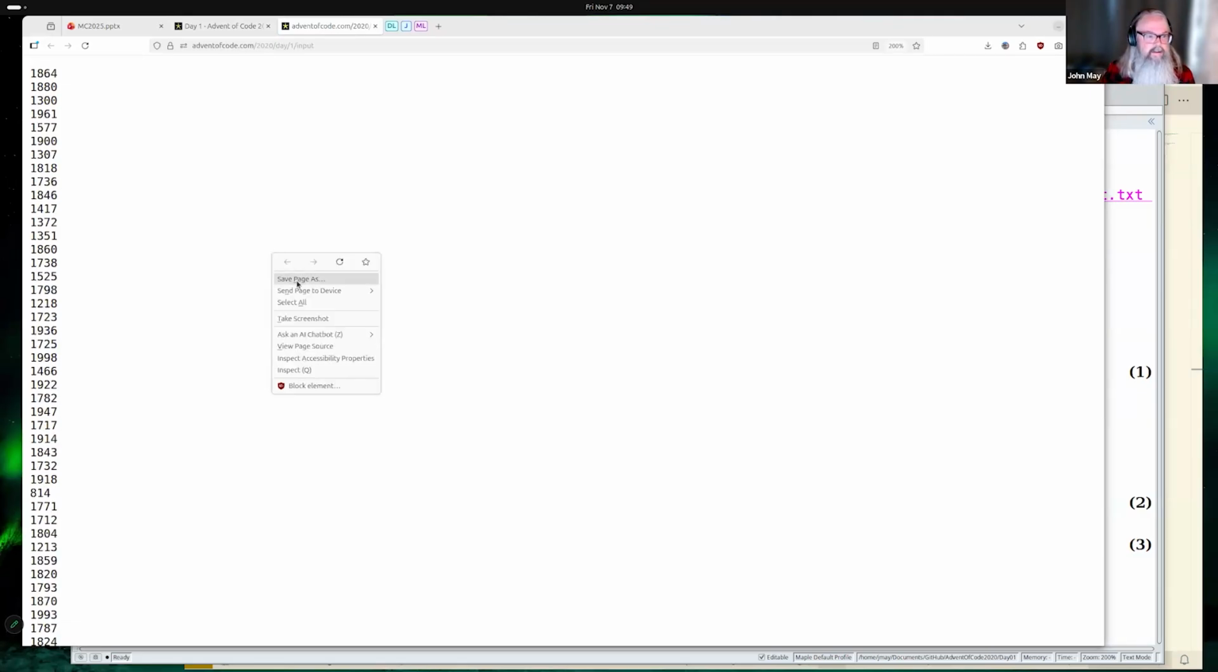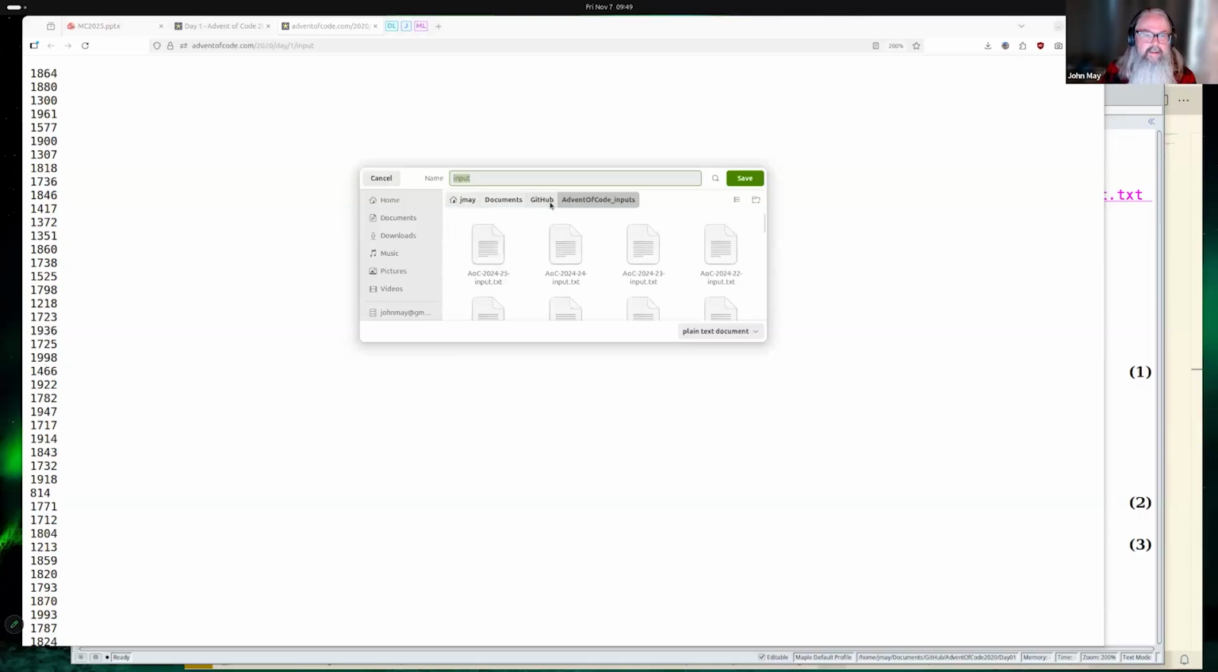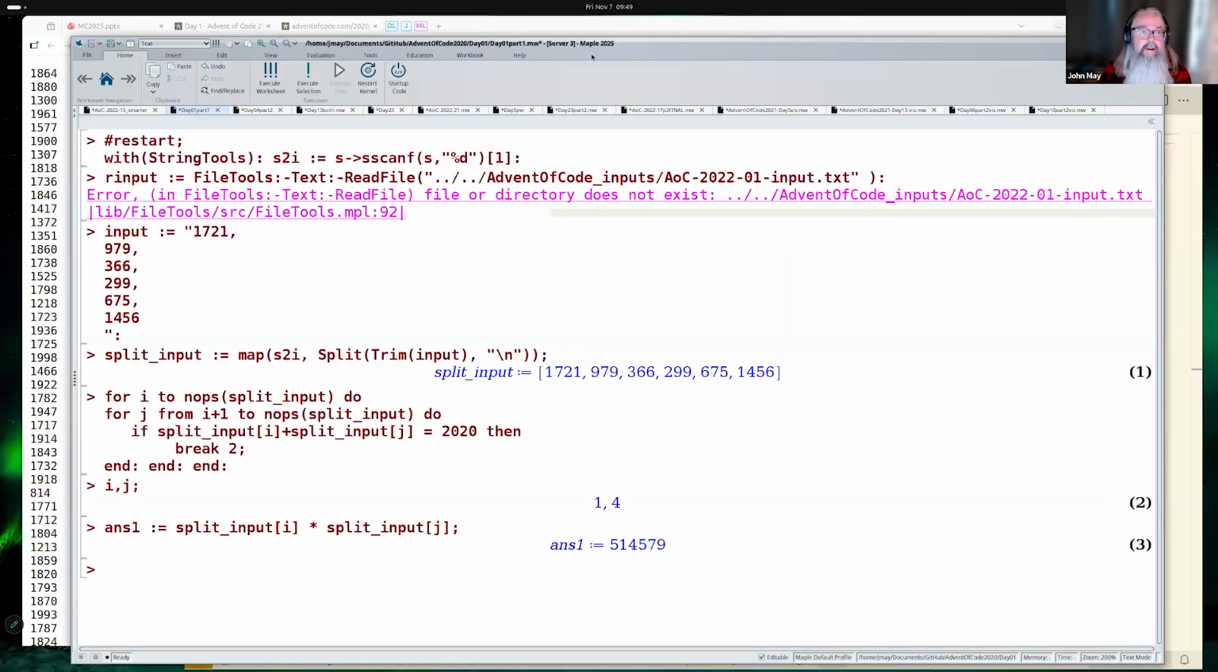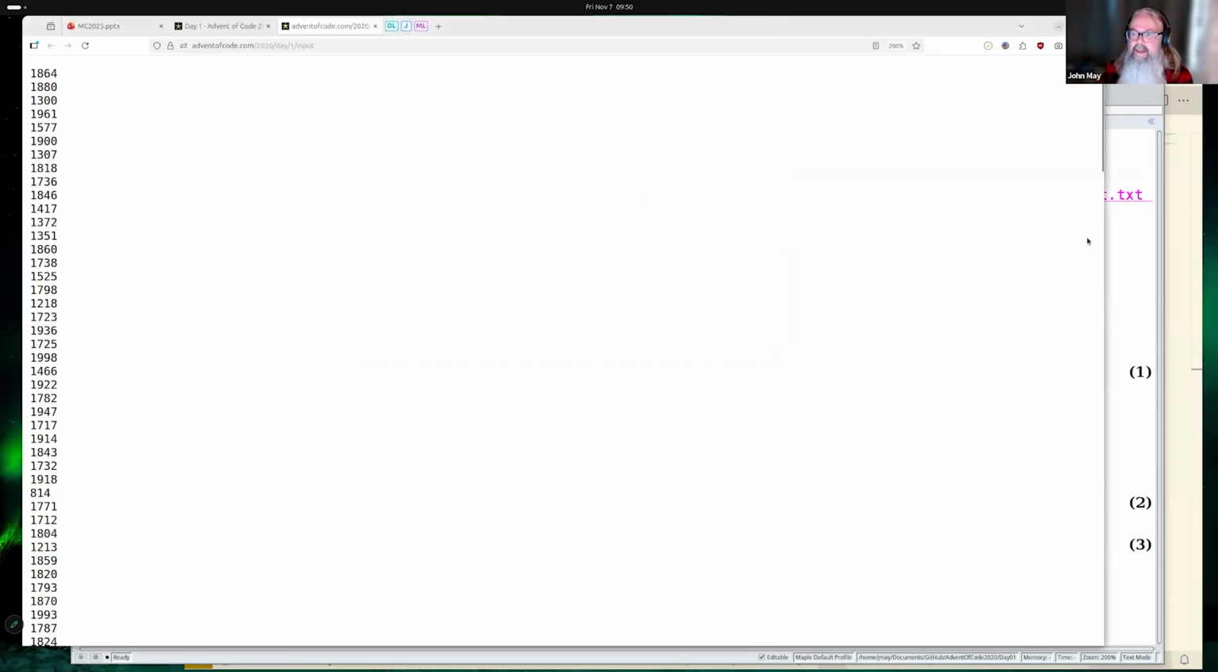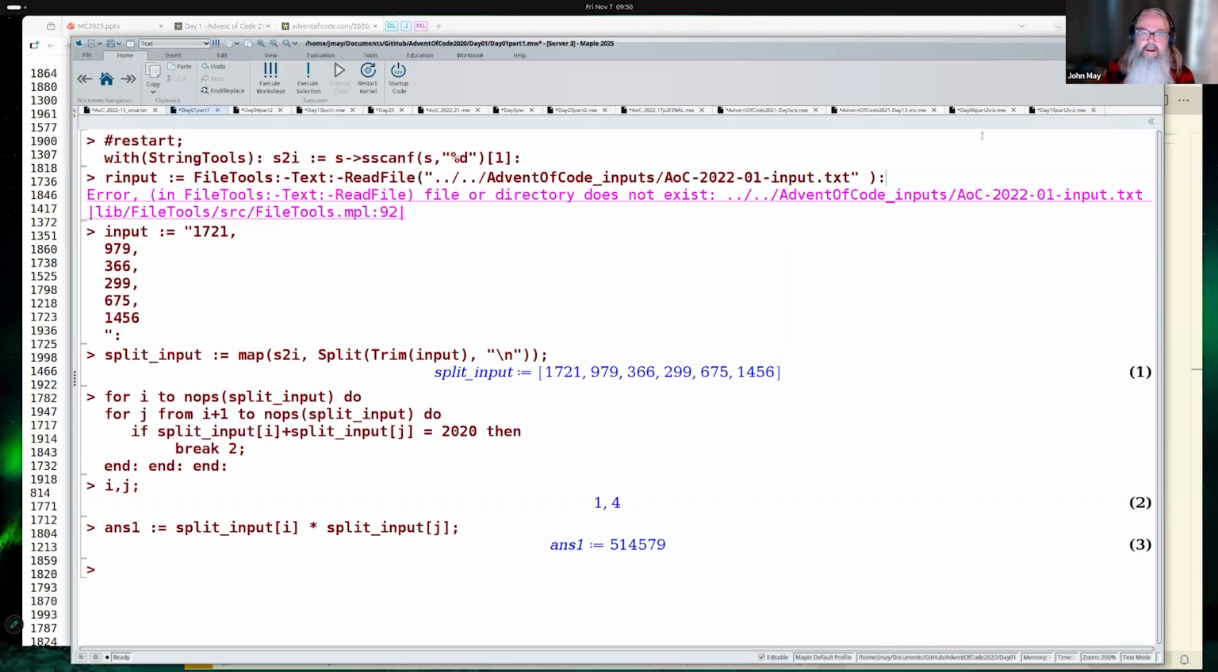So let's save this. We're going to save it in our advent of code inputs. I want to call it AOC 2020. Let's see what I want to call it. 01 input. Okay. Oop, where am I? Over here. Okay. 01. This is a little too verbose, but TXT. All right. Okay, so we save that. Now this should work.